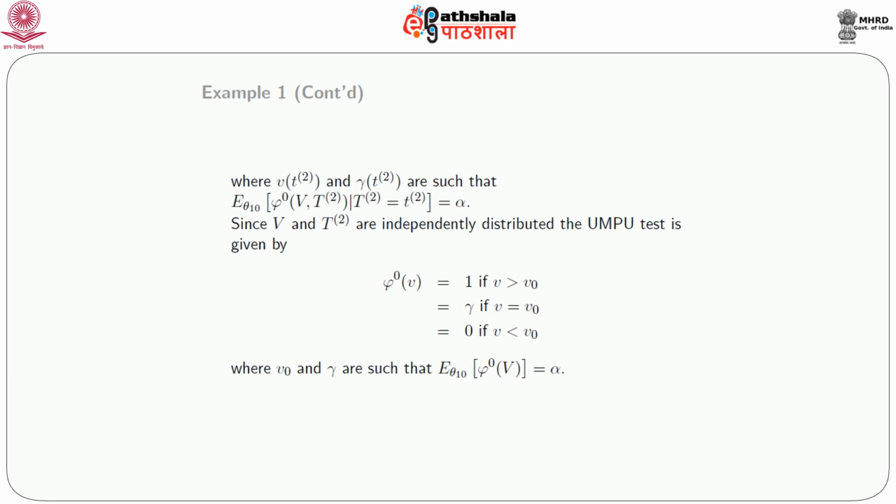Since v and t2 are independently distributed, the UMPU test is given by phi naught (v) equals 1 if v is greater than v naught, equals gamma if v equals v naught, equals 0 if v is less than v naught, where v naught and gamma are such that the expectation of phi naught under theta 1 naught is equal to alpha.